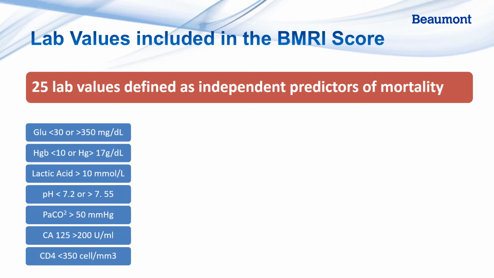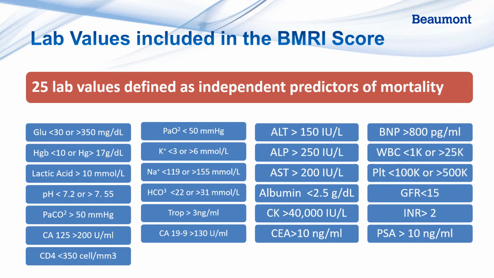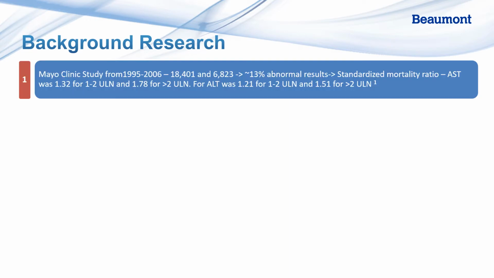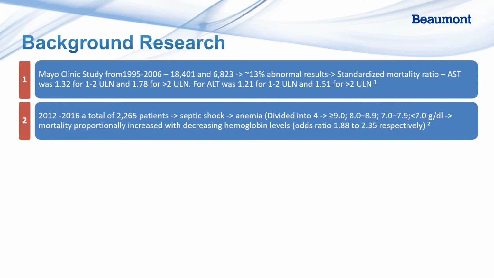that have been defined as independent predictors of mortality. This is the list of those 25 lab values. For example, with glucose, or blood sugar, the calculator would calculate a score if the patient's glucose was less than 30 or greater than 350. You can see with hemoglobin, we did the same thing. With lactic acid, we did the same thing, and so on. These lab values were based upon extensive background research, looking into different types of studies that identified lab values as independent predictors of mortality.